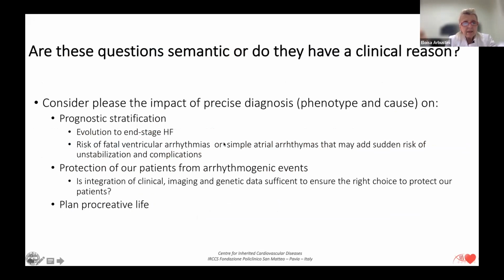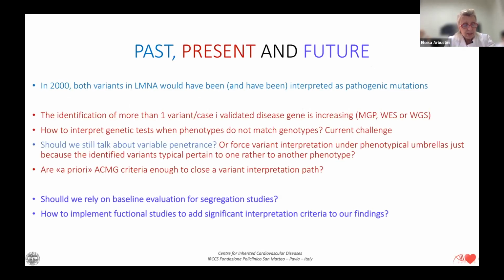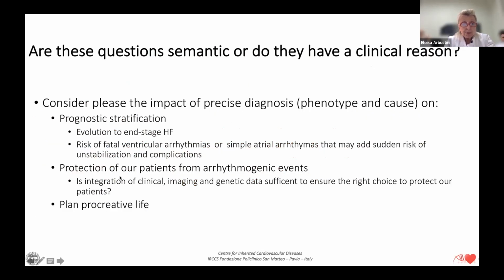And you may say, but these questions are just semantic, and I don't think so. These questions are related to precise clinical reasons. So for example, consider the impact of precise diagnosis on prognostic stratification, not only arrhythmogenic risk and sudden death, but evolution to end-stage heart failure. We have many patients here with end-stage heart failure waiting for transplantation. It's not easy to stratify the prognosis in these patients, and in particular when double genetic variants complicate the phenotype and the evolution.